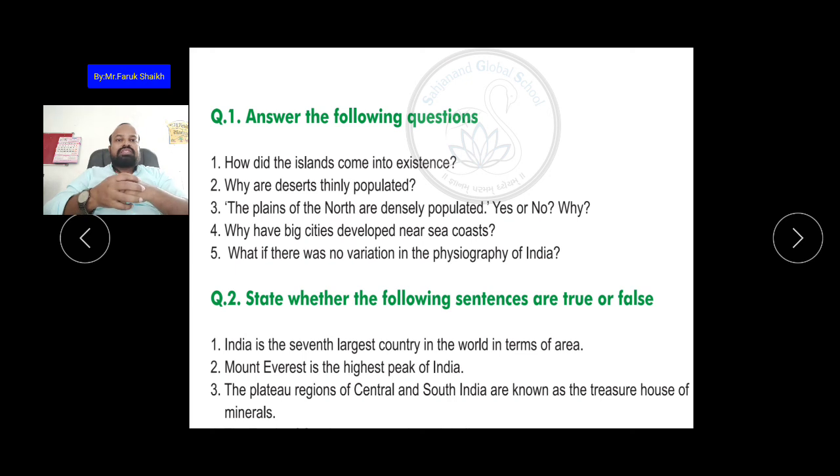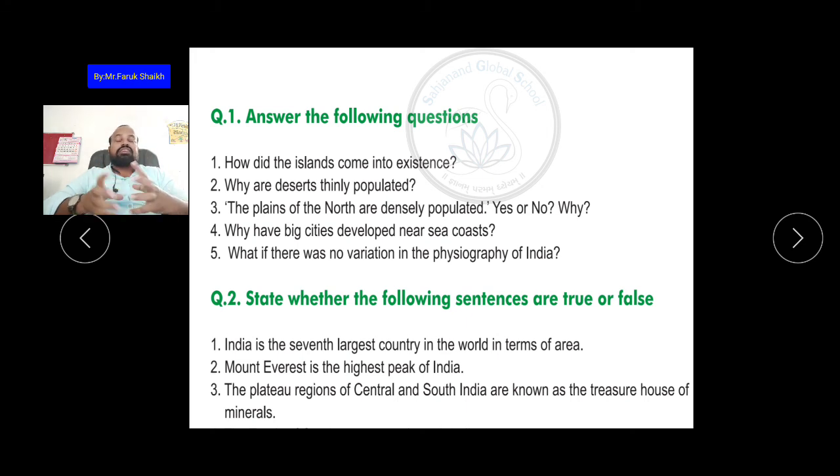Why have big cities developed near the sea coast? Near the sea coast, traders can easily trade through the sea route, and many other industries can also be developed near the sea coast, like fishing, transportation, beach, hotel, so many businesses can be developed there, and that is why the big cities are developed near the sea coast.